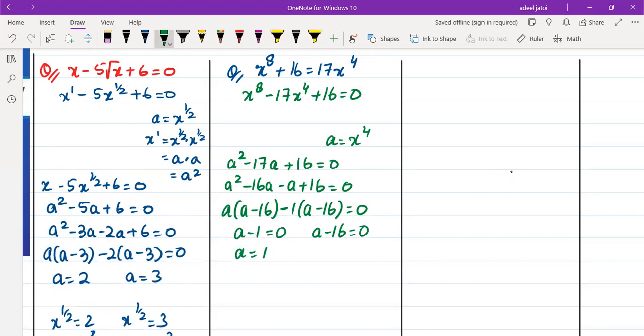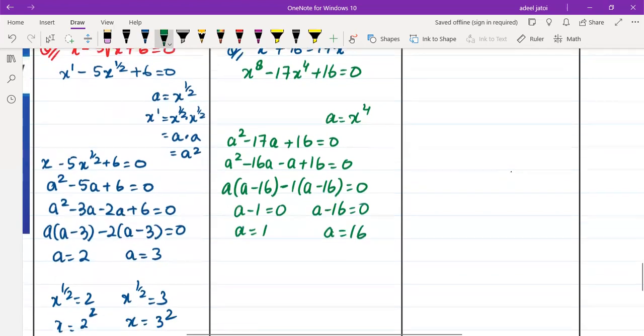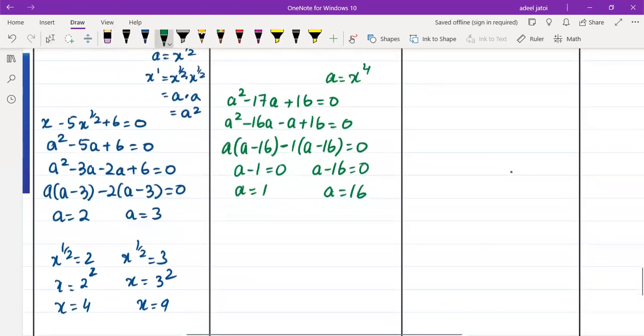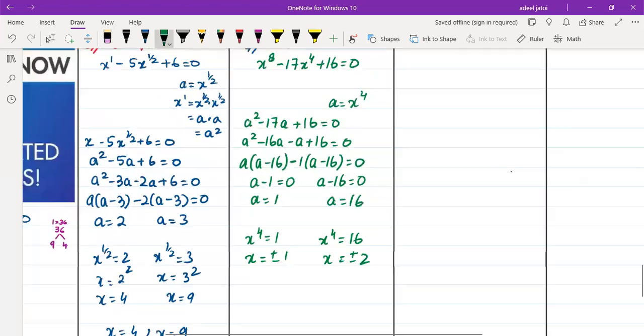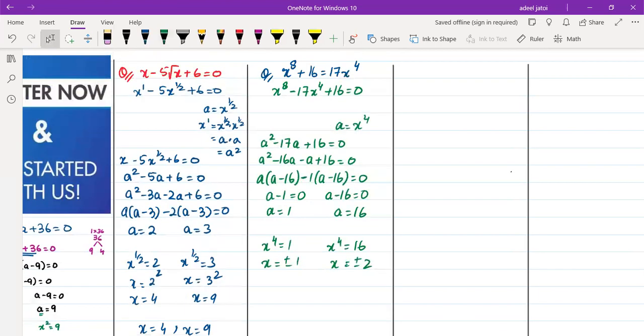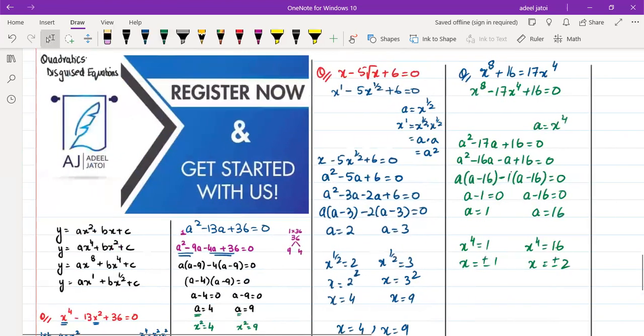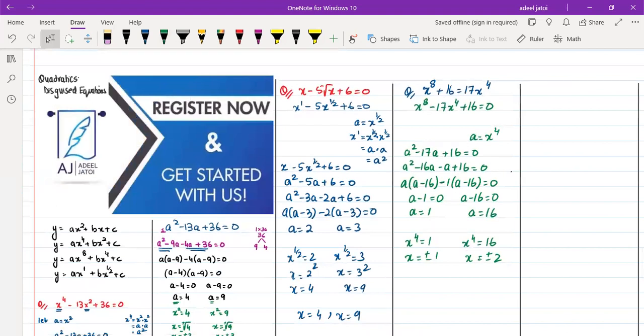a becomes 1 and a becomes 16. But this was for x to the power 4. So x to the power 4 is equal to 1 and x to the power 4 is equal to 16. So this will become plus minus 1, and under root, obviously, plus minus 2. This is the solution for the quadratic disguised equation x to the power 8 plus 16 is equal to 17 x to the power 4.